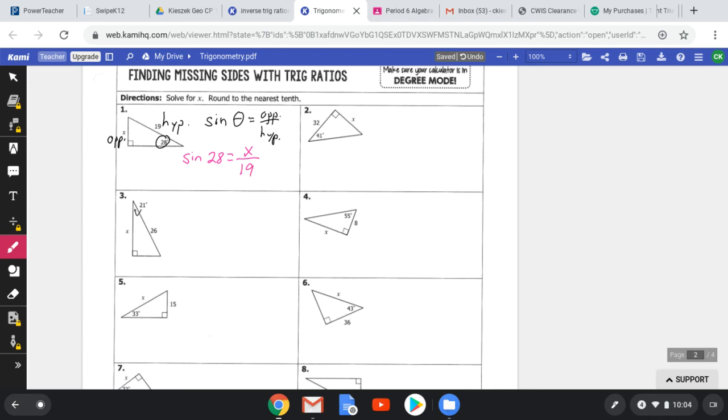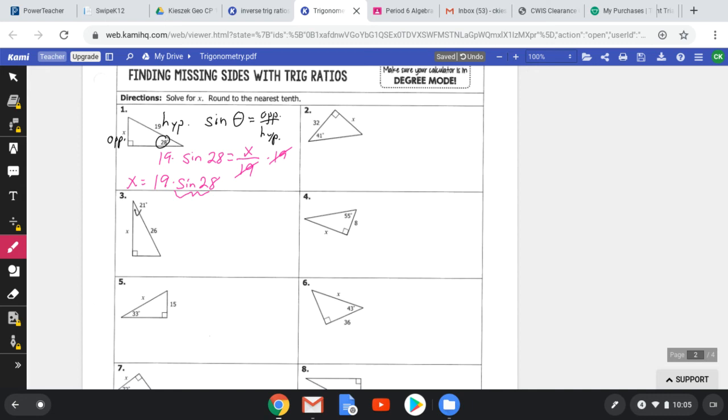And now this becomes just an algebra problem. To get x by itself, multiply each side by 19. So I'd have x equals 19 times sine of 28. So a couple things to remember here, and that students have asked in the past. You cannot multiply the 19 and the 28. Because this right here, sine of 28, that's what goes together here. So that goes together. I can't multiply the 19 with the 28 and then take sine of that number.